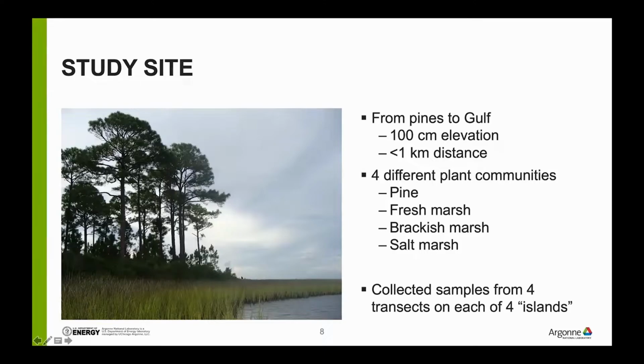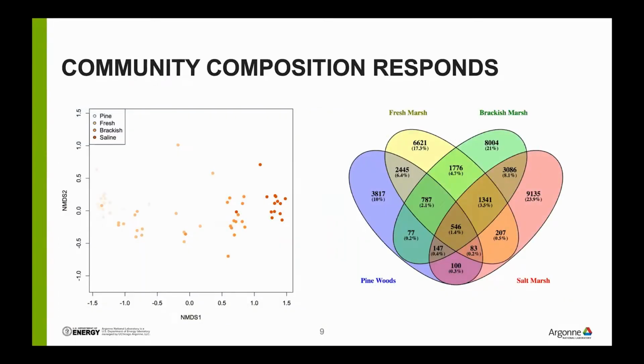Right? And so for this, we collected samples from 4 transects on 4 different what we call pine islands, because the pines themselves are sort of surrounded in a sea of these marshes, not because they're surrounded by water. And looking at the microbial community composition, we see that there's a very strong gradient between these different plant communities in terms of the microbial community composition.